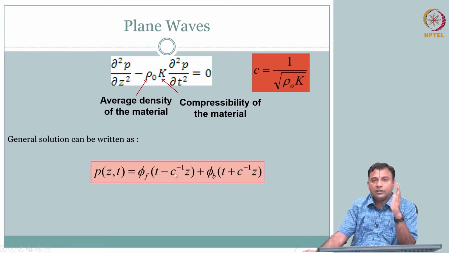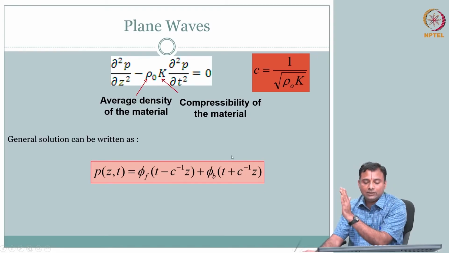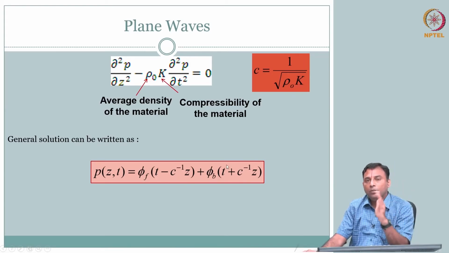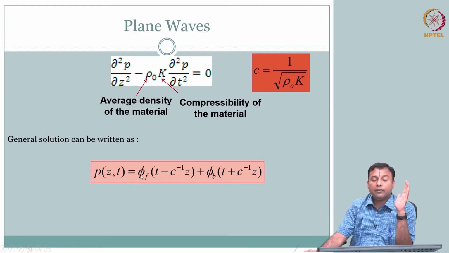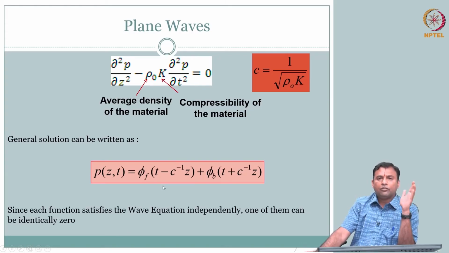If you reference that, this term is moving towards the right. So, this wave is moving in the positive z direction. This wave is moving in the negative z direction as t increases, and therefore it is a forward or backward travelling wave. Of course, since both of them can independently satisfy the equation, we can treat one of them as identically 0. So, essentially we will drop the backward.